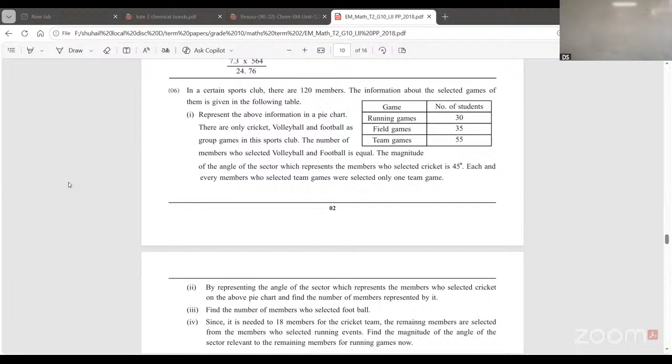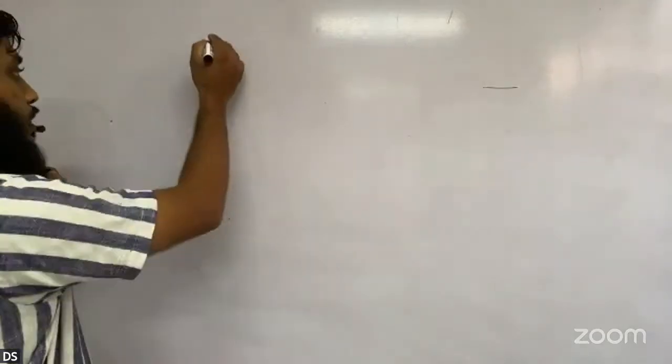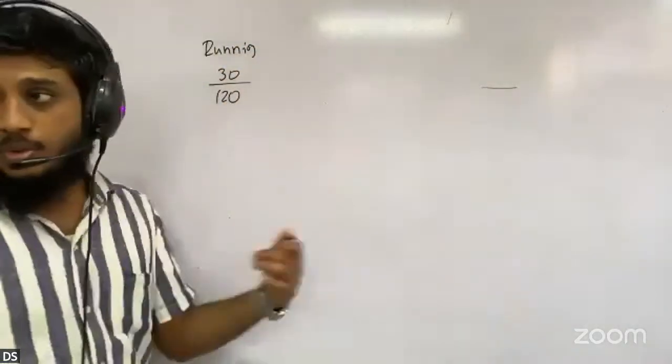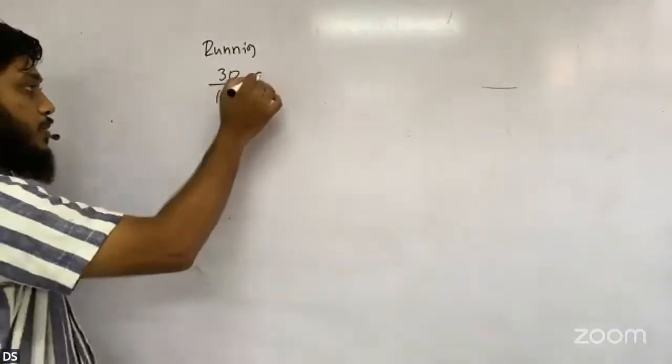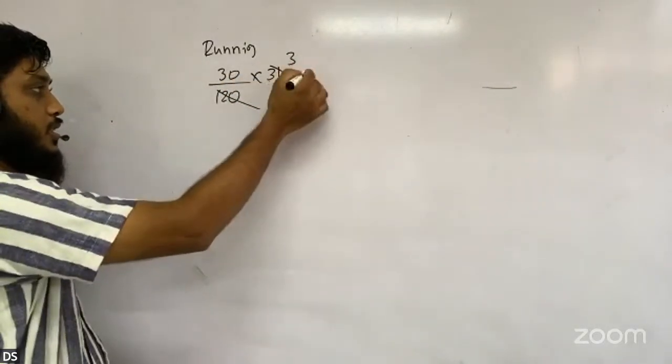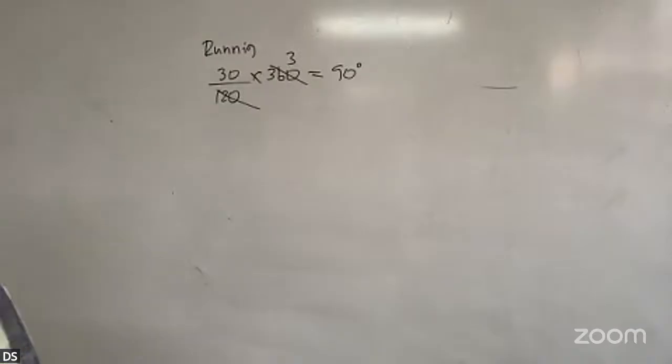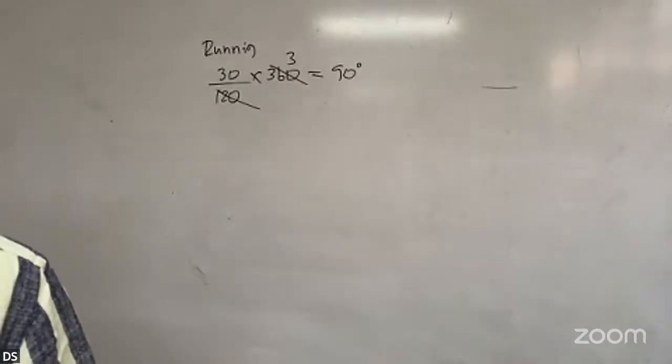Number 1. What are the three categories? Running games, field games, team games. Now you have to see how many people want to do running games. How to find that? There are 30 people out of 120 for running games. If you want to convert this to angle, what should you do? Multiply by 360. 120 and 360 will be 3. 3 into 30 is 90 degrees for running games. How to convert into angle? The fraction you have to multiply by 360.